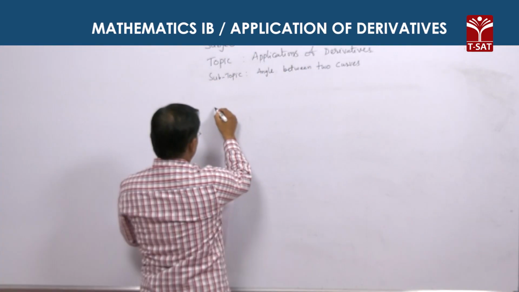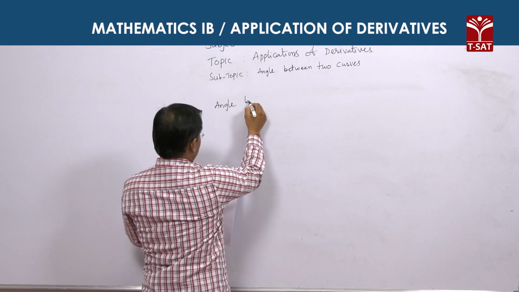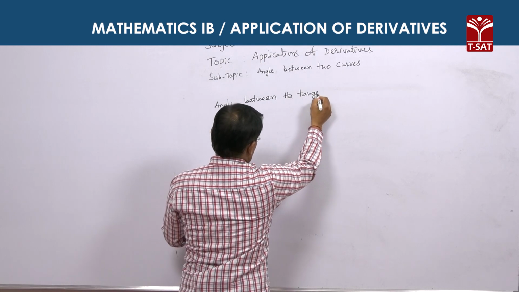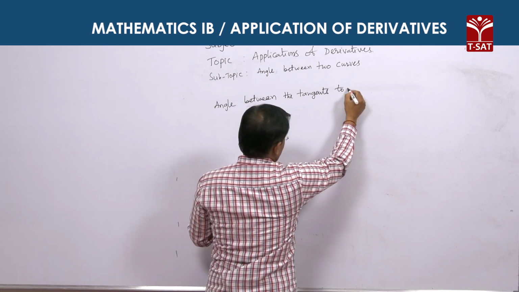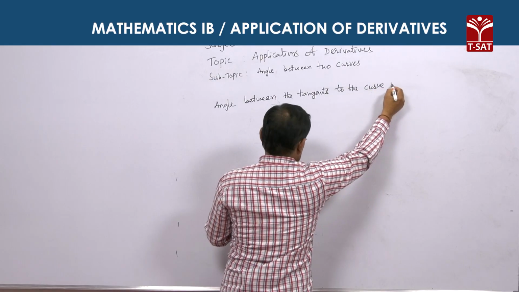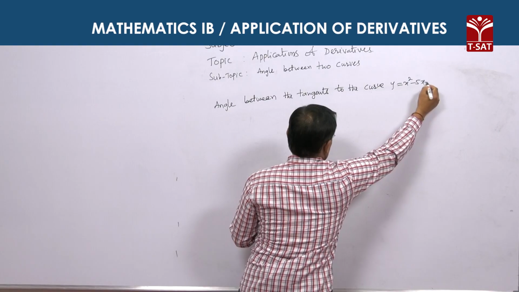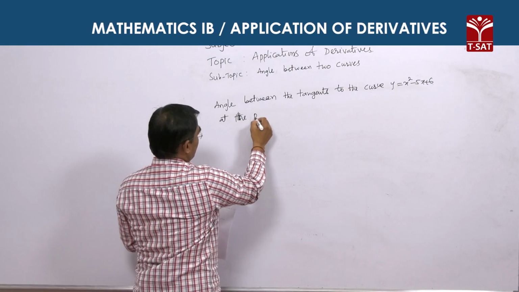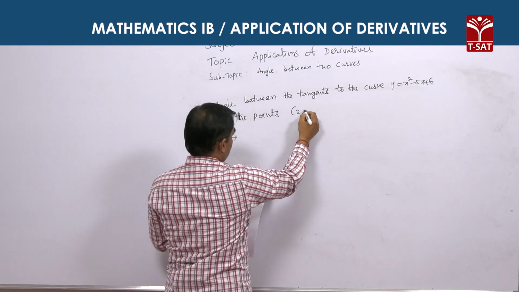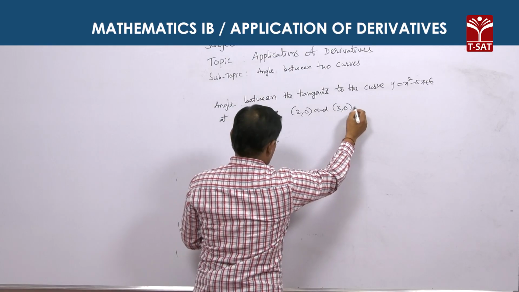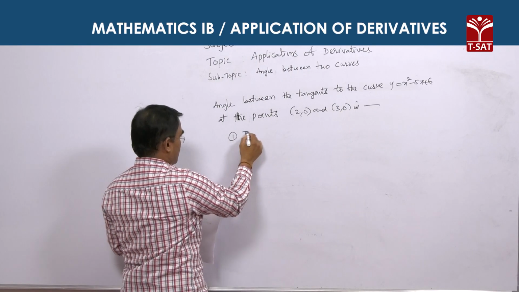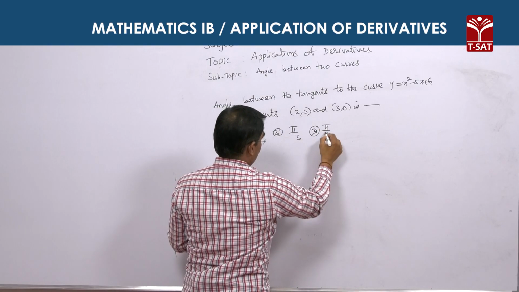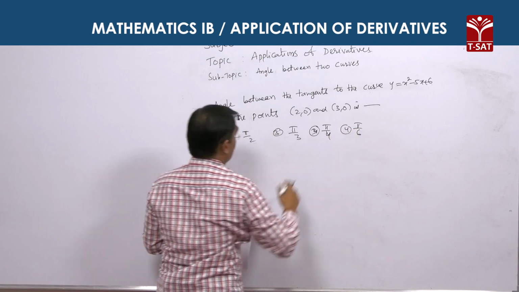Next problem: the angle between the tangents to the curve y is equal to x square minus 5x plus 6 at the points (2, 0) and (3, 0) is dash. The options are: first answer is 90 degrees, second answer is 60 degrees, third answer is 45 degrees, fourth answer is 30 degrees.